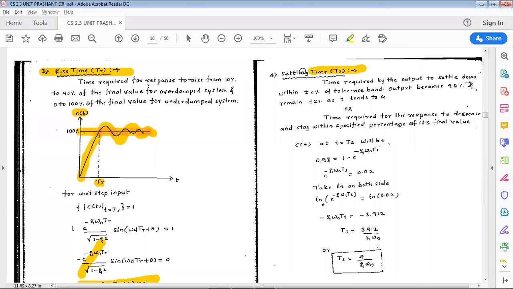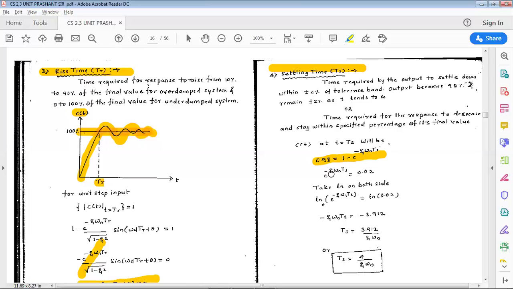The next term we are going to derive now is settling time, that is ts. It is the time required for the output to settle within plus or minus 2% of the tolerance band, or the output becomes 98% and remains within plus or minus 2% as t tends to infinity. Or else settling time can also be defined as the time required for a system to settle and stay within the specified percentage of its final value, given as c(t) at t equal to ts, which is 0.98, equal to 1 minus e raised to minus zeta omega n ts.